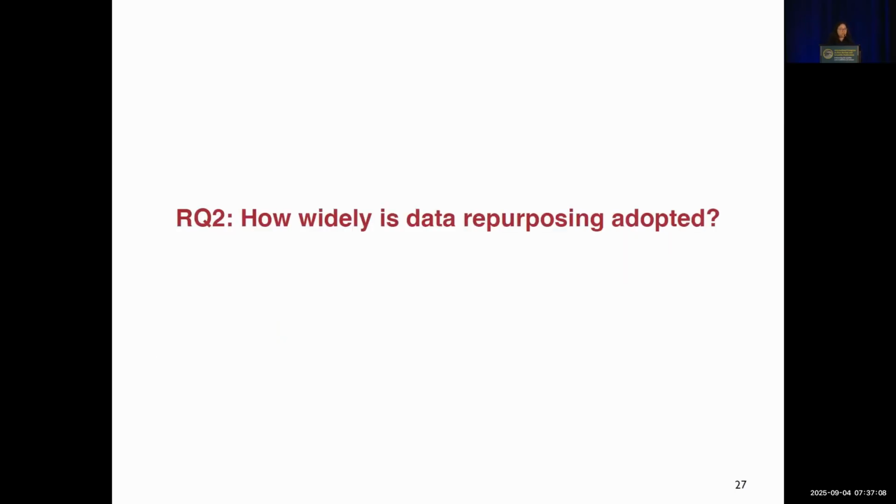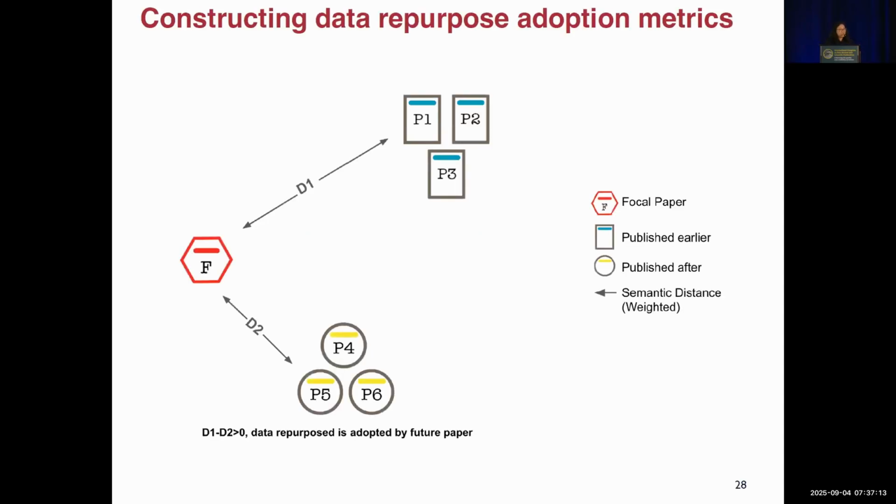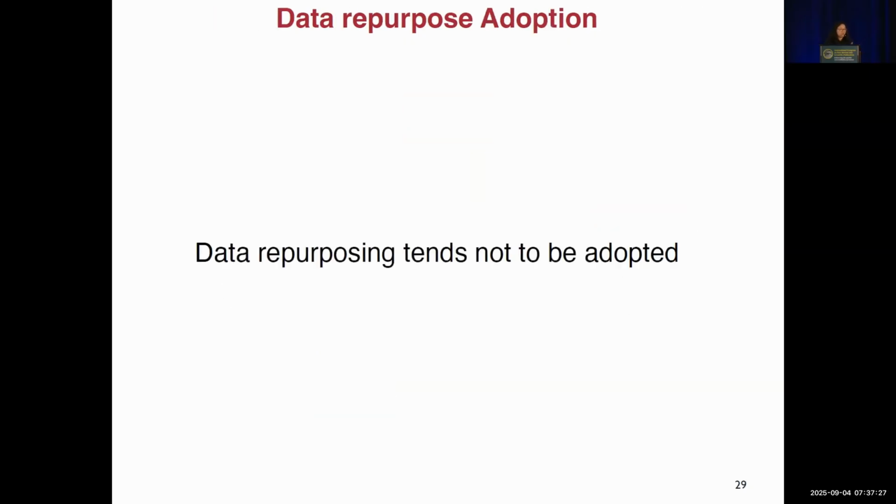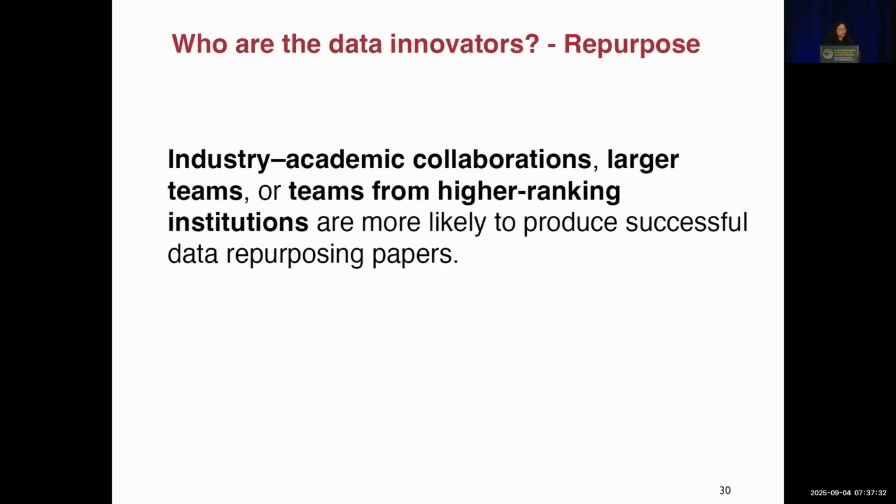Some of the other things we look into in this study are how widely data repurposing is adopted. So we are looking into how papers published after paper F, which use similar datasets, use the data in a similar way to how paper F is using it. Briefly, the finding is that data repurposing tends not to be adopted. But we are additionally looking into who the data innovators are who can successfully repurpose data. We find that industry-academia collaboration, larger teams, and higher-ranking institutes are more likely to produce successful data repurpose papers.